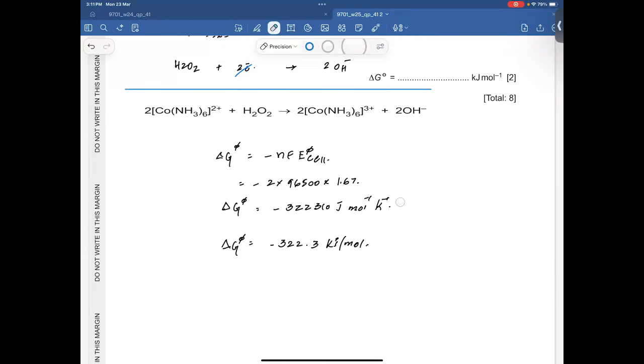No, not Kelvin. There is no temperature here. Mole cancels with mole, coulomb cancels with coulomb, leaving joules per mole. I hope it makes sense to you. So that's the answer, guys. Minus 322.3.